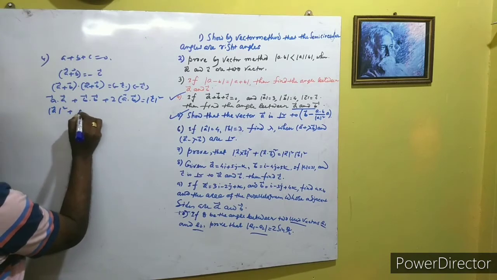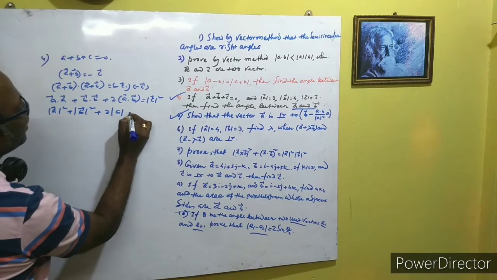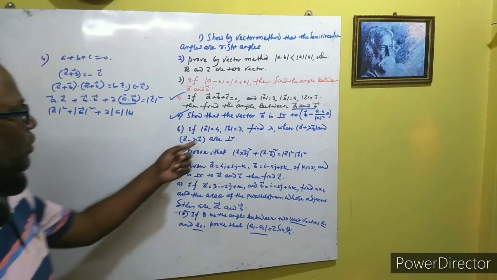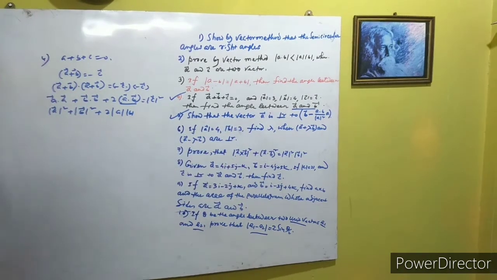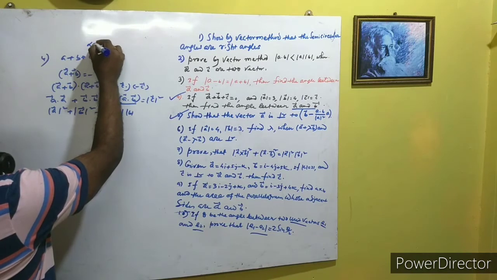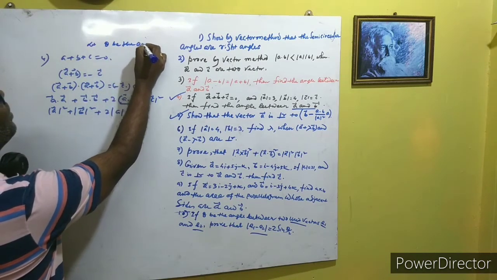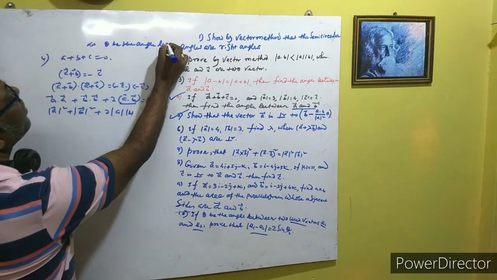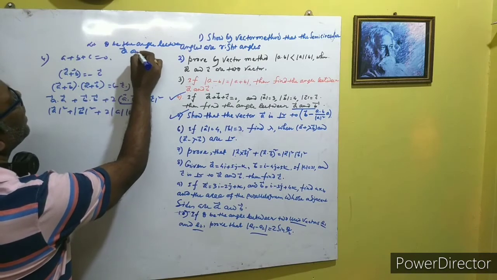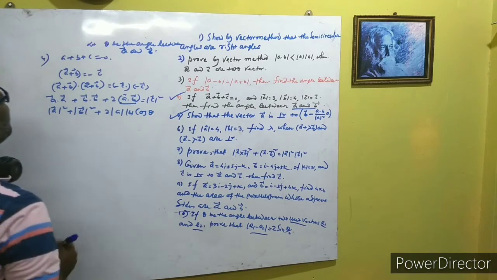Mod A square, mod B square, 2 mod A. Let us have the angle between A and B be theta. So the question here is to find the angle between A and B. Let us assume theta is the angle between A and B. Let theta be the angle between the vectors A and B. So we can write here cos theta.